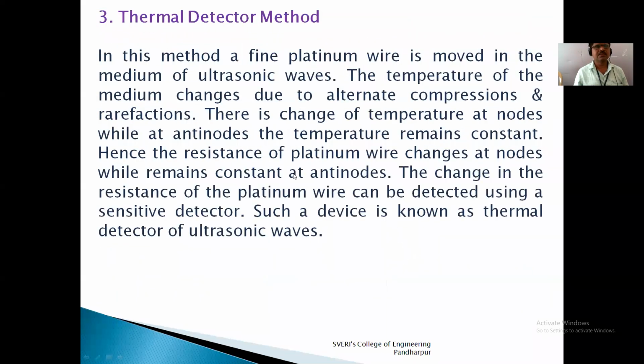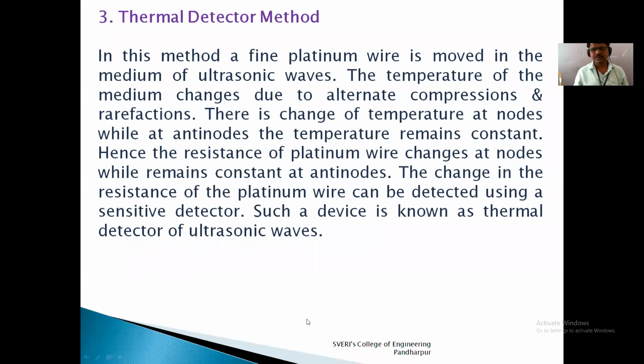And the third method is the thermal detector method. In this thermal detector method, a fine platinum wire is moved in a medium where ultrasonic waves are present. The temperature of the platinum wire increases at which point? Nodal point. It means the resistance of the platinum wire changes at the nodal point.